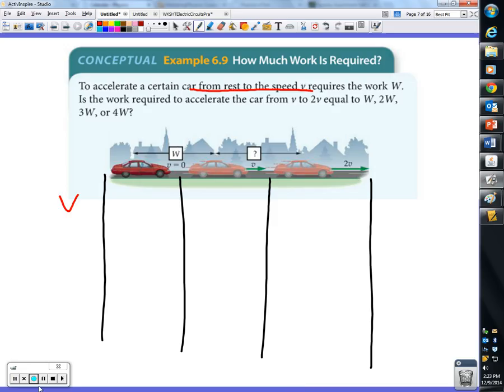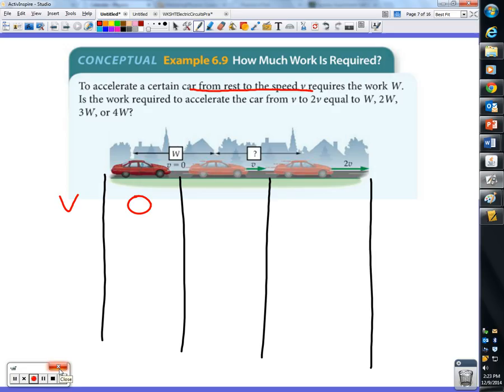So it says to accelerate a certain car from rest to speed v. One of the rows in this chart I'm going to label as v. That's going to be our velocity. If it says that this car accelerates from rest, what is the initial velocity of that car? So the velocity here has to be 0.